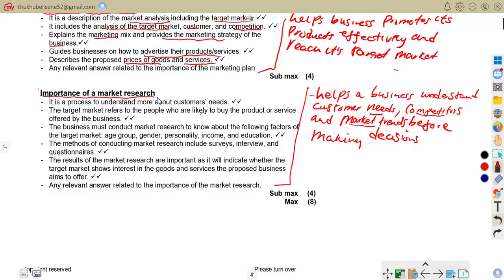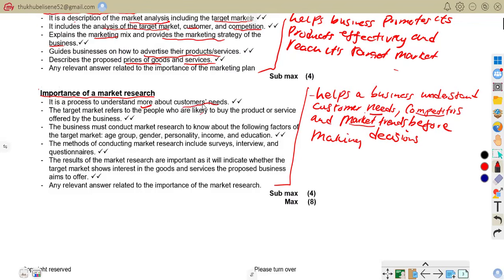That is the importance of doing research. Because if you try to find out what the needs of the customers are, it means you're going to respond exactly to what they need. Also, doing research, you're going to find out about your competitors, like we have said, their strengths and their weaknesses and stuff like that. So let us come to the points that are given under the importance of market research. It is a process to understand more about customers' needs.